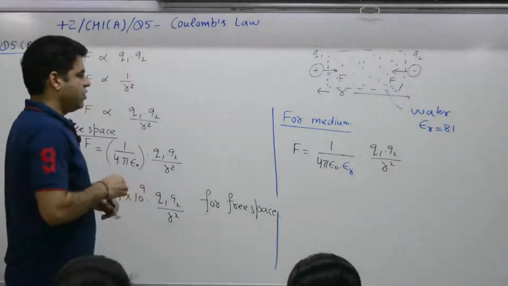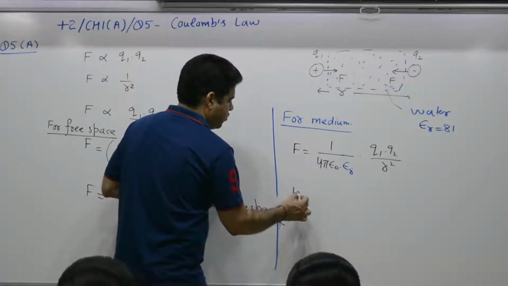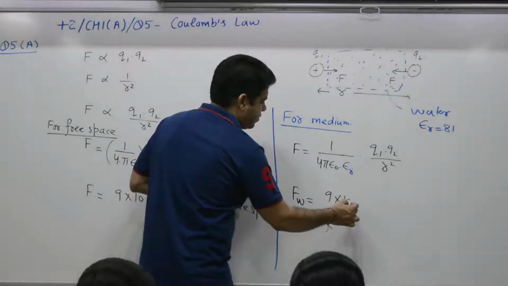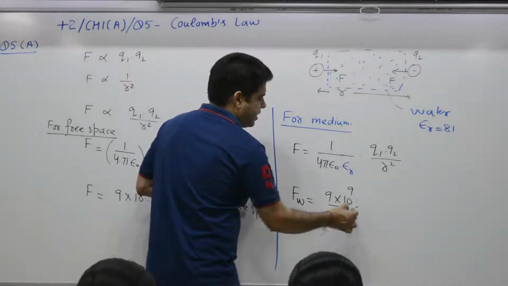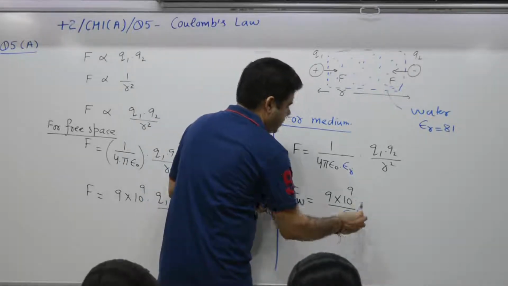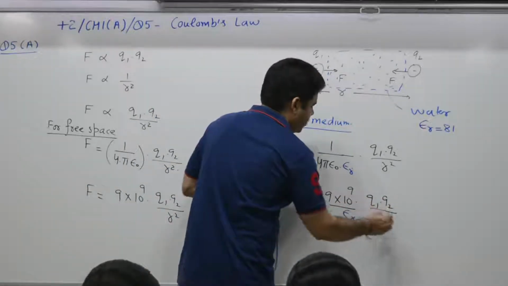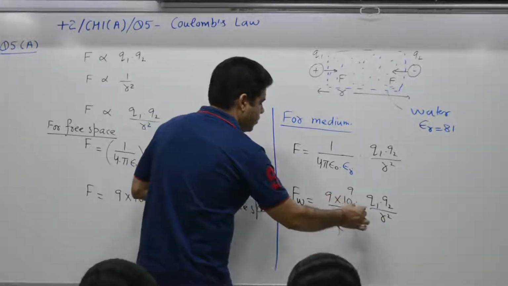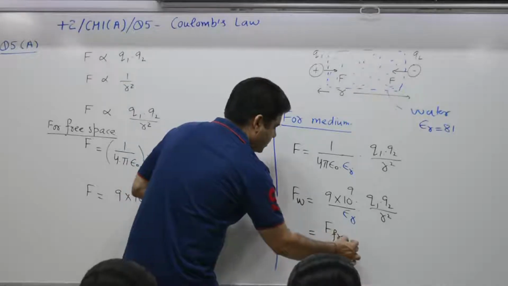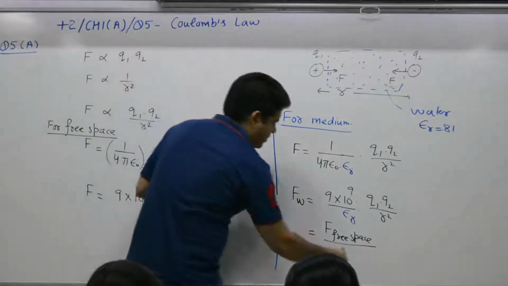What does this mean? The force for water, the 1 by 4 pi epsilon naught value of 9 into 10 to the power 9, is divided by epsilon r. Epsilon r is the parameter. The original free space value of Q1 Q2 by r square is the force acting between the two charges when present in free space, divided by epsilon r.